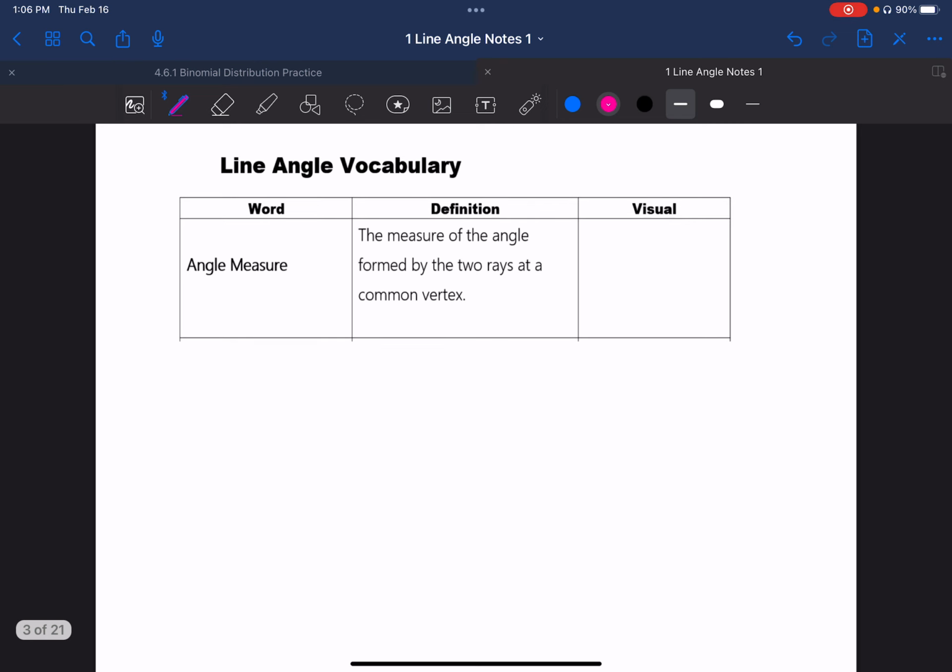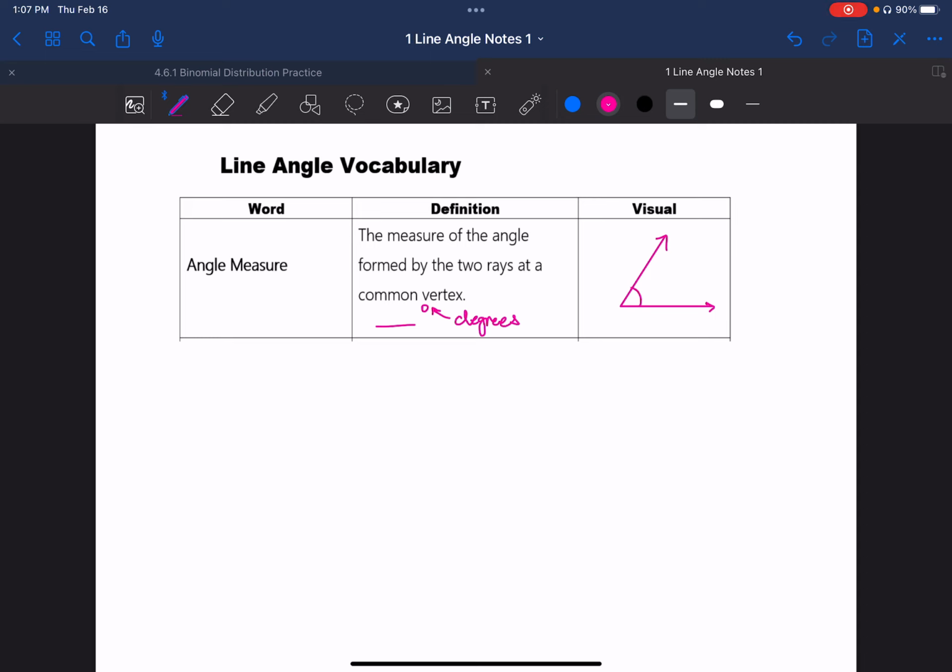So our first word here is angle measure. This is just the numerical value we use to describe how big of an angle something is. Kind of like how we use a ruler to measure a distance, we measure angles using a primary unit called a degree. Hopefully you have a feel for it. There's 360 degrees in a circle. And we measure basically how much of a circle we can fit here.